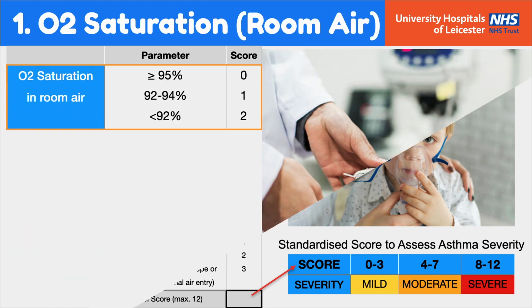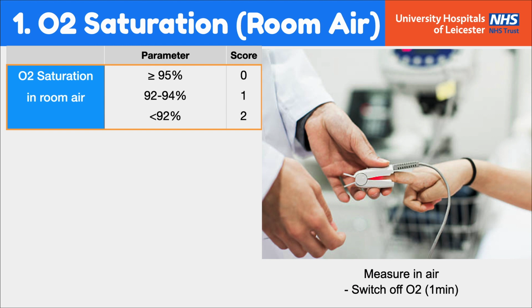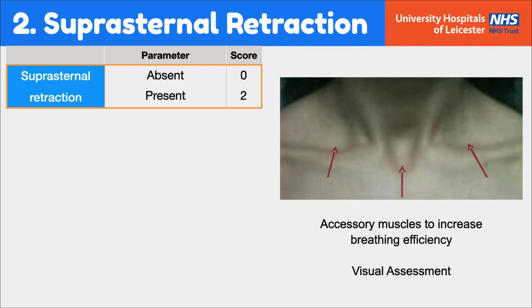The maximum PRAM score you can have is 12, and to enrol in the high-flow study, you need a score of at least 5. Oxygen saturation in room air is the first component. This should be measured in ambient room air. If the patient is on oxygen, you can switch off for a short period of time, but if the oxygen sats drop below 92%, you then reapply oxygen as clinically indicated, but assign them a score of 2. The second part of the PRAM score assessment is suprasternal retraction. This is a visual assessment of accessory muscle use and includes tracheal tug and denotes breathing difficulty. So absent being a score of 0, present being a score of 2.